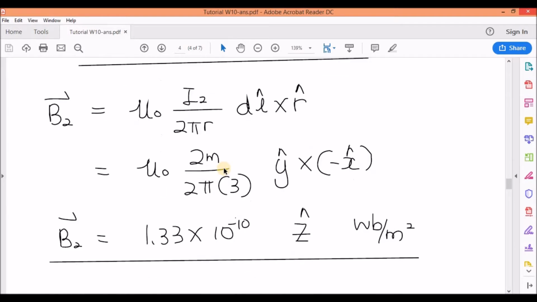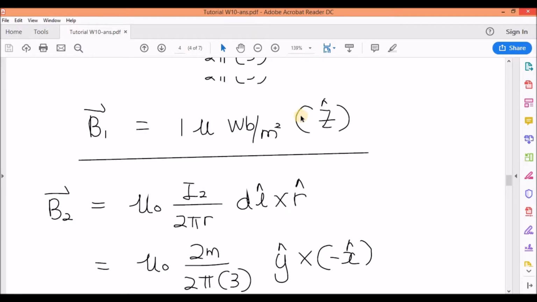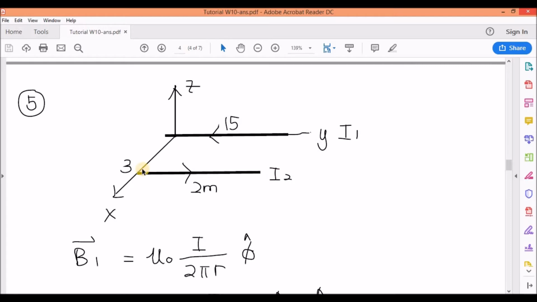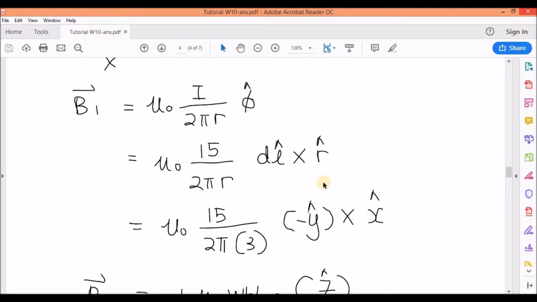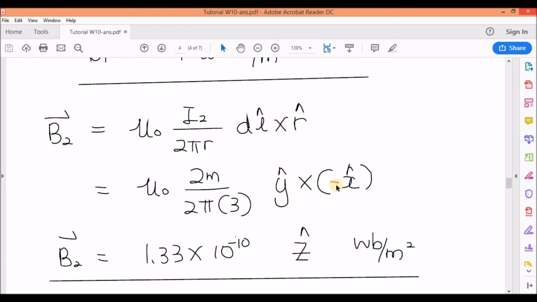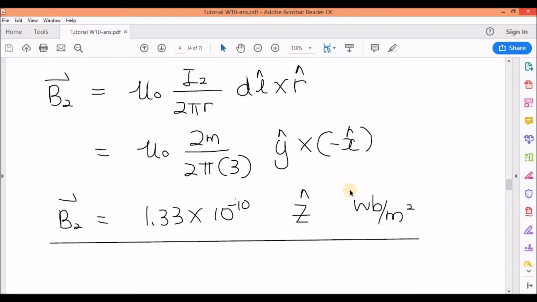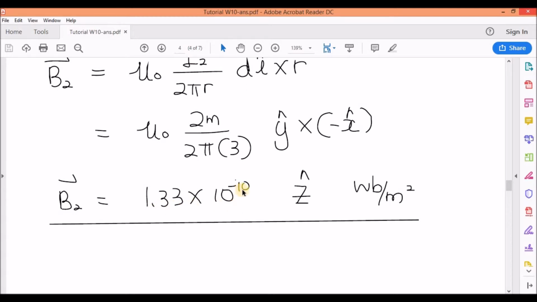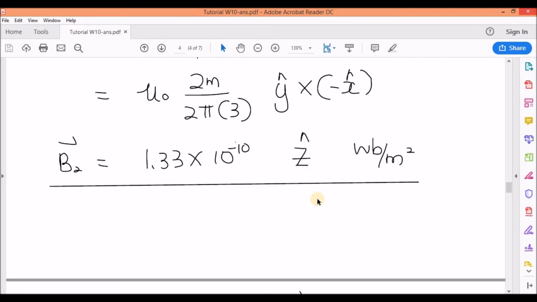So the difference will be the R. Now the source is the I2, so this one will be the observation point. So your R will be pointing in this direction, in the negative x direction. And for your dl, your dl is pointed in the positive y direction. So you have positive y direction, and this one is negative x. Okay, so you will get 1.33 times 10 power negative 10, and y cross product with negative x, you will get a positive z, unit vector z. So this one is your B2.